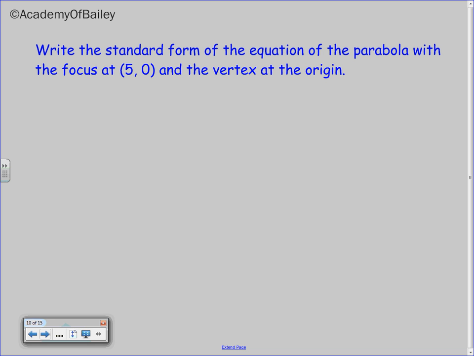How about this? Write the standard form of the equation of the parabola with the focus at (5, 0) and the vertex at the origin. Where to begin? Well, first off, let's begin by plotting the focus. The focus is at (5, 0): 1, 2, 3, 4, 5. So right here is the focus. And if we know the vertex is right here at the origin, we know that the focus lies inside the parabola. So it looks like this.